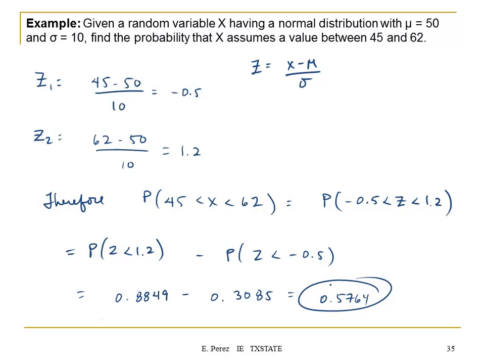Questions? If you know how to do these problems, probably you're going to have 30% of the exam, I would say 40% of the exam covered. Okay, so this is very important.